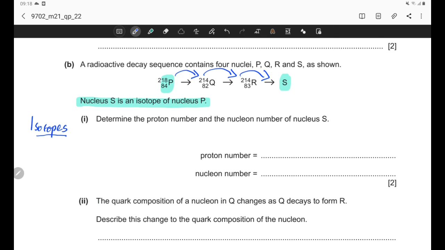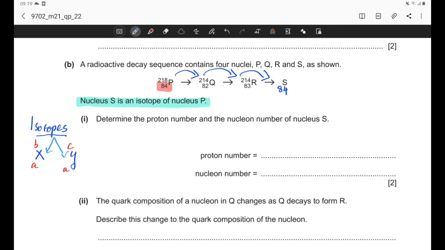So we should know about isotopes. If X and Y are 2 isotopes, they will have the same atomic number, but the mass number will be different. Such elements are known as isotopes. So here in the question it's mentioned that P and S are isotopes. That means their atomic number must be the same. The atomic number of P is 84, so the atomic number of S also should be 84, as it is an isotope of P, which is mentioned in the question.